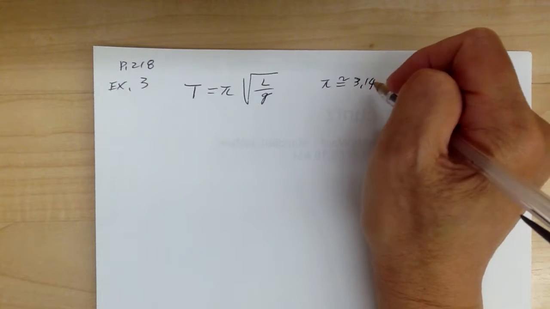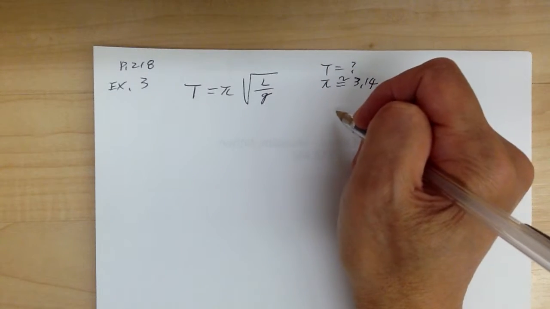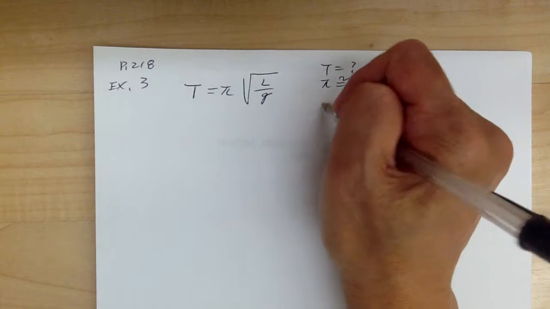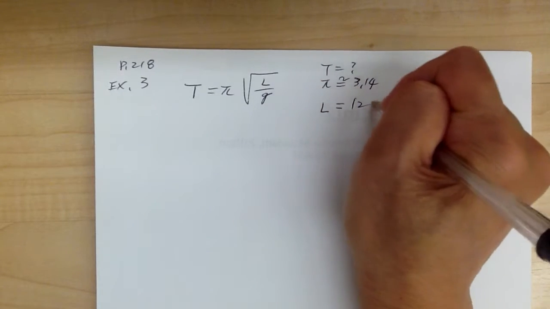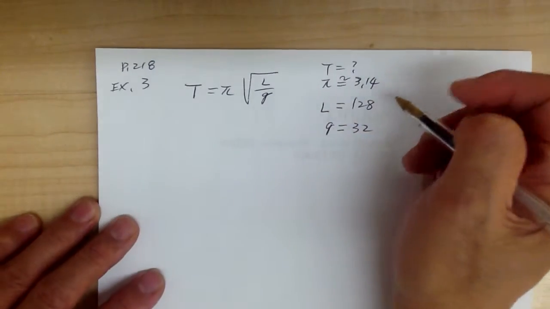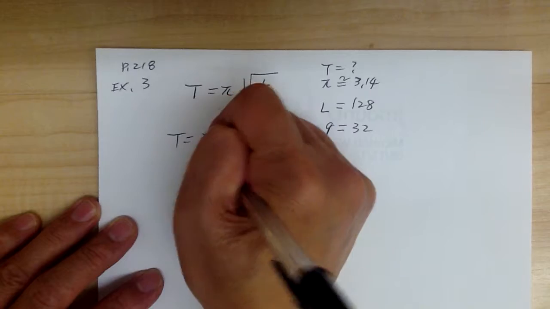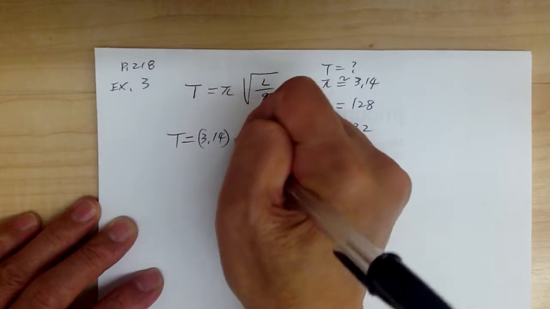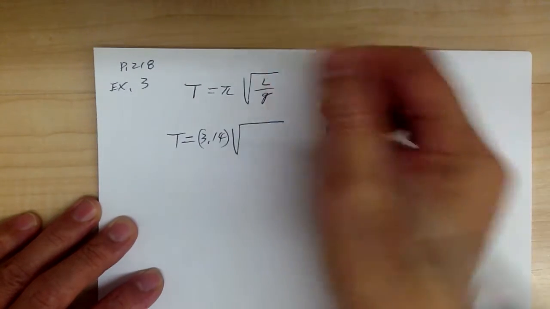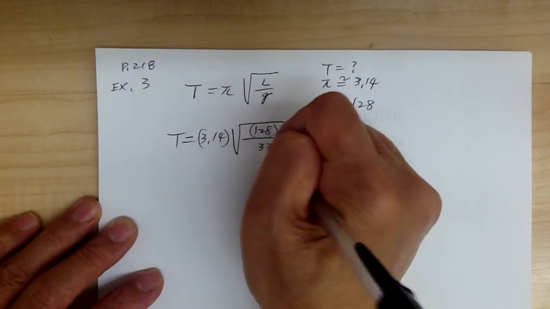Okay, so it says find T, so you're looking for T when pi equals 3.14, big L equals 128, and G equals 32. Okay, so let's work it out. T equals 3.14 times the square root of L, which is 128, over G, which is 32.